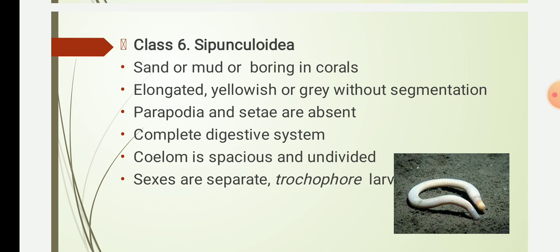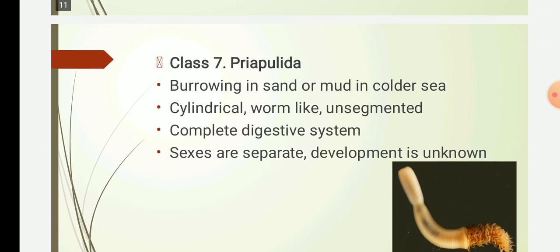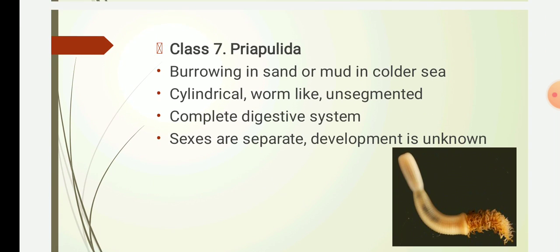It usually bears one pair of nephridia, and the sexes are separate, with indirect development, that is the formation of the trochophore larval stage. The example of this is Sipunculus. This is the picture of Sipunculus. Note the spelling of Sipunculus. Then class 7 is Priapulida.